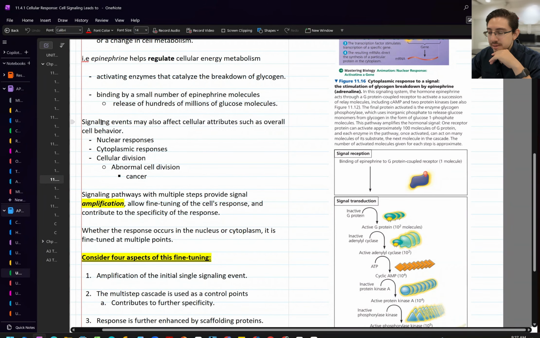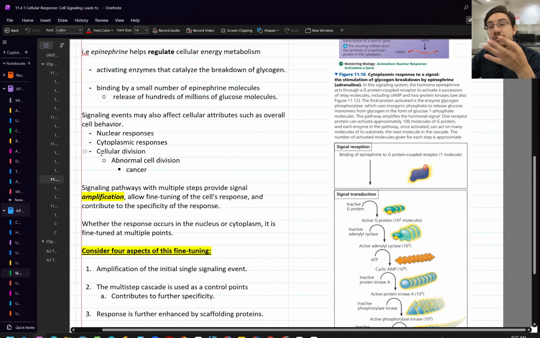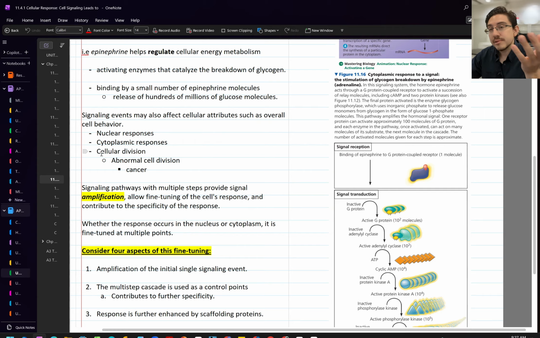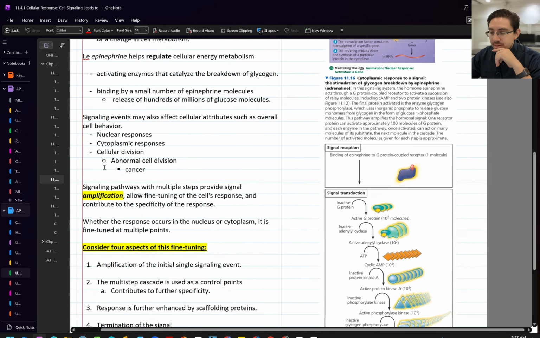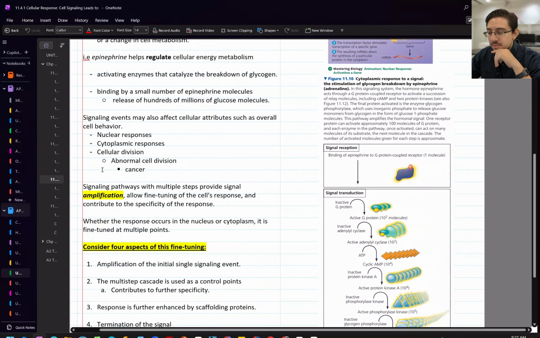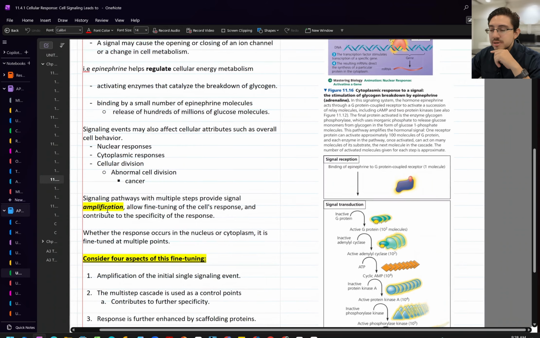Nevertheless, you have this idea that the signaling events of whatever signal pathway comes in can elicit different things. Nuclear responses, cytoplasmic responses, cell division, okay, activation of genes, repair, and whatnot. This is critically important, again, in medicine because amongst these is cell division. And when you have abnormal cell division, usually that leads to cancer. Okay? Usually that leads to cancer.